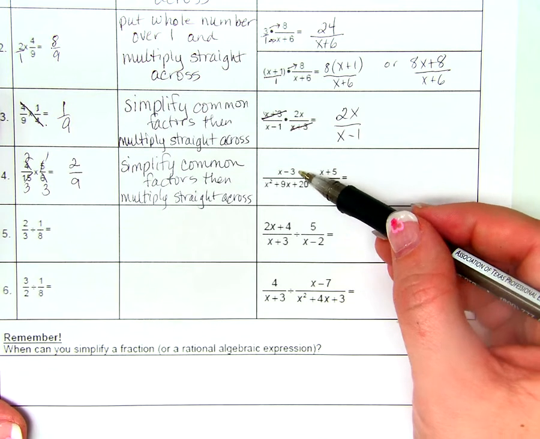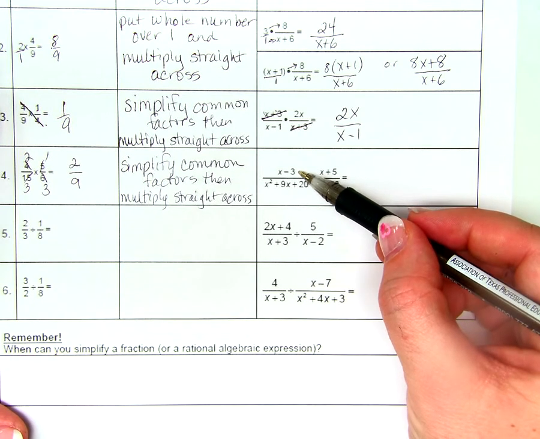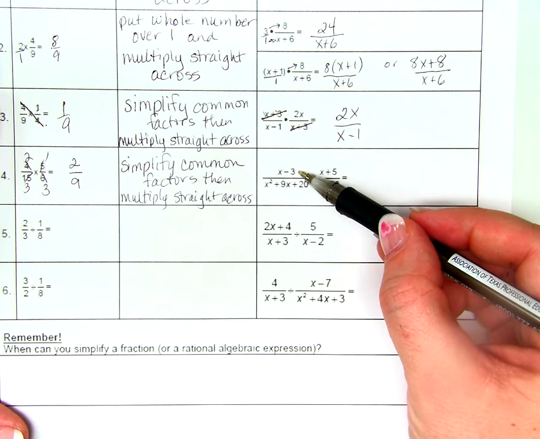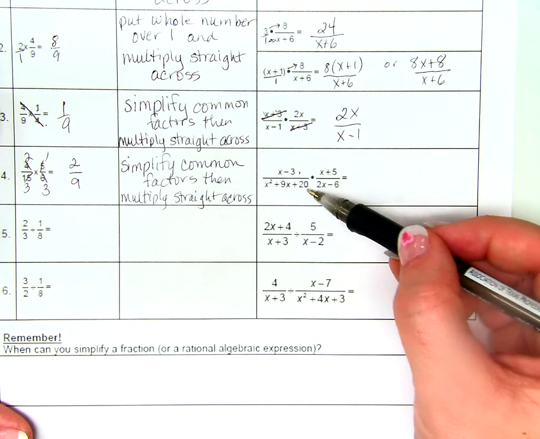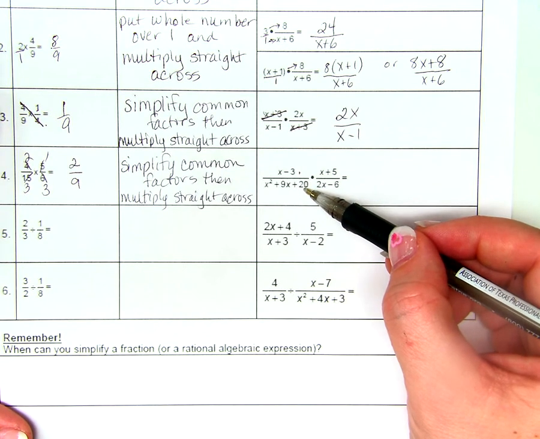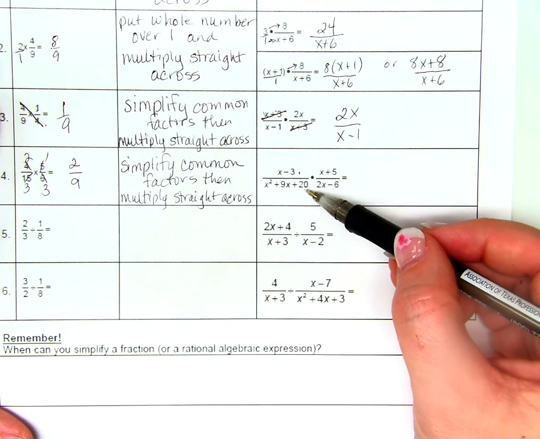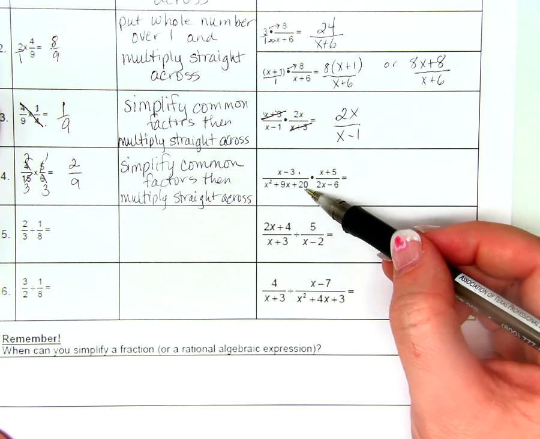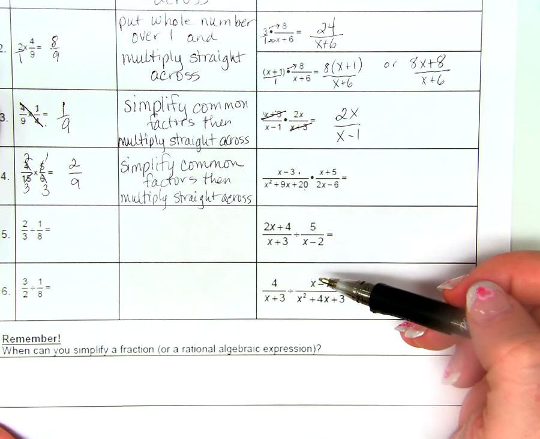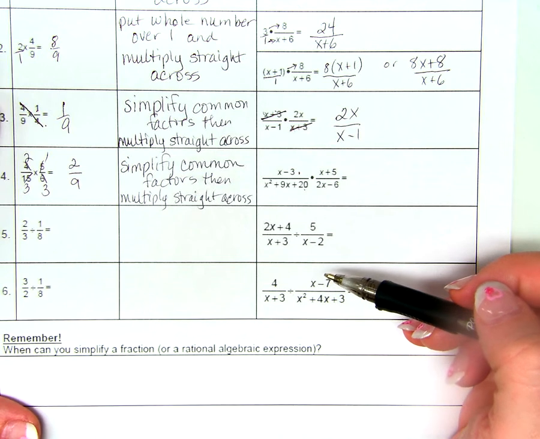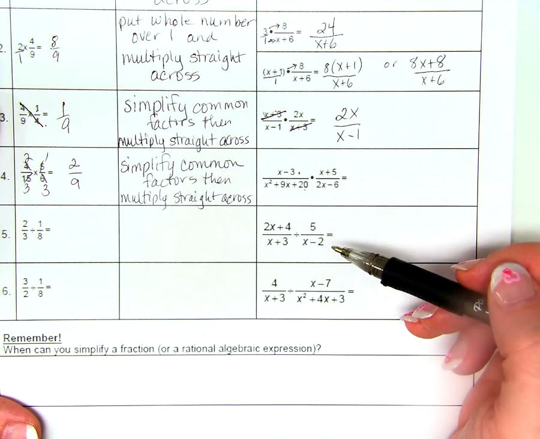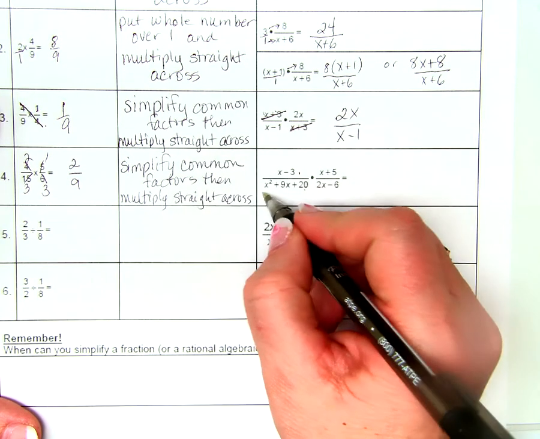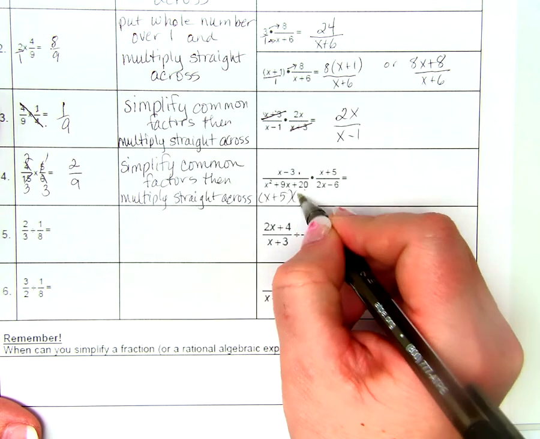Can I factor this? How do I factor x minus 3? You can't factor it, can you? Okay, can you factor this? You can or you can't? Some of you are saying yes, you can factor it. Some of you are saying no. If you can factor it, what are the factors? x plus 5 and x plus 4, right?